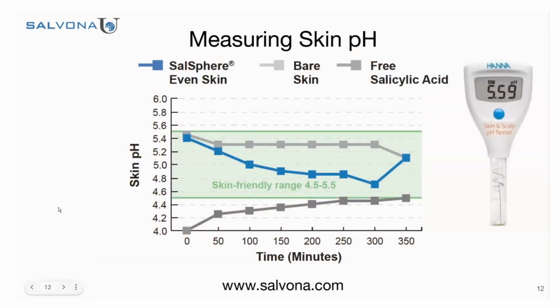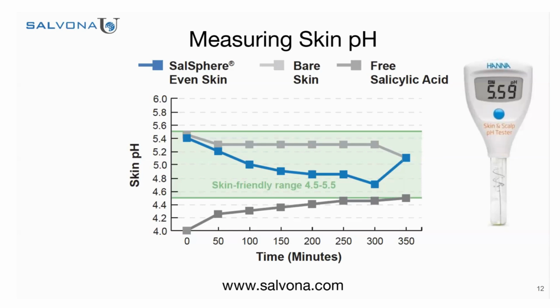So an issue with salicylic acid, as we mentioned, is the pH, or the potential for irritation due to a low pH. And we wanted to ensure that this technology would not run into the same issues. So what did we do? We tested the pH of the skin using a Hanna skin pH meter when treated with Salsphere Even Skin and free salicylic acid, both at 2% salicylic acid.